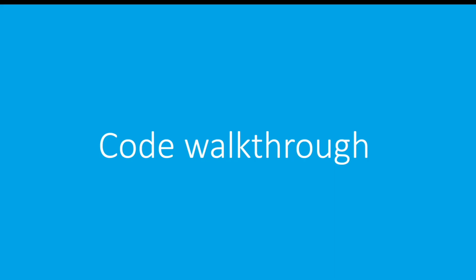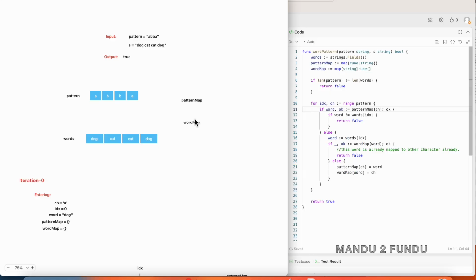Next I'm going to do the code walkthrough with sample input. Let's do code walkthrough for this input. So the pattern is ABBA and the input string is dog, cat, cat, dog. The expected output is true.